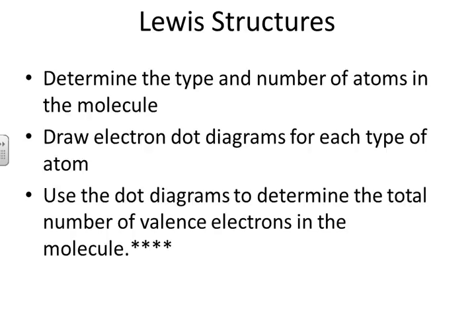To draw a Lewis structure, it's important to know what kinds of atoms you have present in the molecule. So we have to look at a chemical formula that's going to provide that information for us. This is going to come from either a formula or a name. If you're given a name, you're going to have to write a chemical formula to make sure that you've got the proper number of atoms present. We draw electron dot diagrams for each type of atom, and we do that for a reason that will allow us to check ourselves at the end.